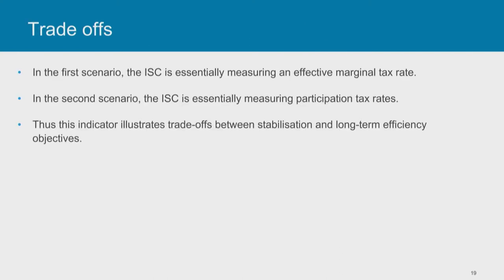We note too that the ISC indicator can be related to more widely used concepts of taxation. In the first scenario, the ISC is essentially measuring an effective marginal tax rate. For example, for an additional dollar of earnings, it measures how much is paid in taxes and lost through abatement of transfers. In the second scenario, the ISC is essentially measuring participation tax rates, or if you like, benefit replacement rates. It is measuring the income difference between being in work and out of work. So this indicator illustrates the type of significant trade-offs between stabilisation and long-term efficiency objectives.